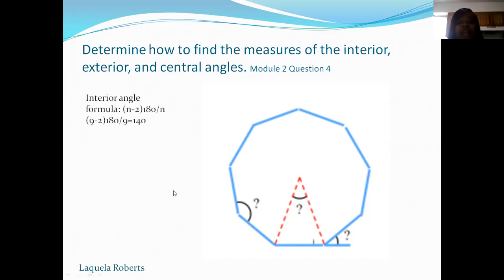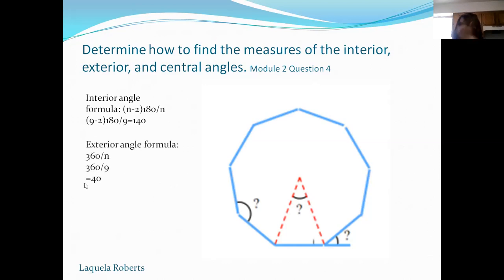So of course, for our interior angle, we will use the formula again, n minus 2 times 180 divided by n. So again, we will count 1, 2, 3, 4, 5, 6, 7, 8, 9. So we would do 9 minus 2 times 180 divided by 9, and then we will get 140. So that's how we will do that.